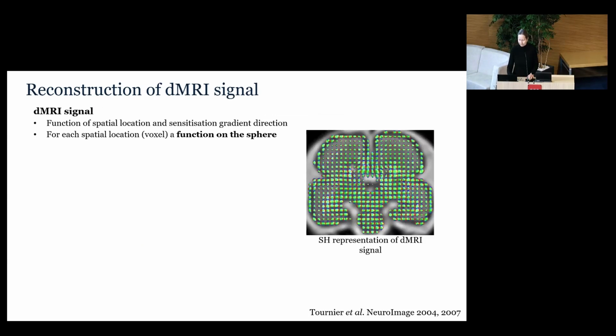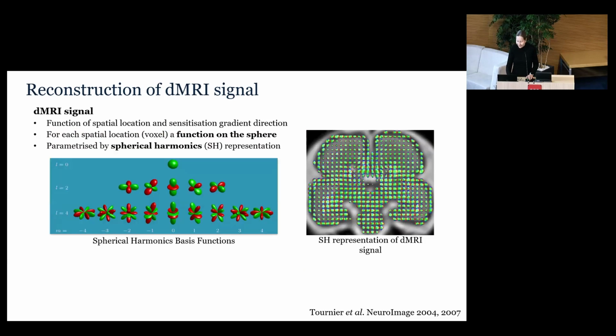So a final bit of this: how do we reconstruct a diffusion signal? What we need to realize is that the diffusion MRI signal is a function of spatial location and then sensitization gradient. And for each spatial location, which is a voxel, we have a function on a sphere. I work with Donald Tournier on this, and of course that means that all will be spherical harmonics. Basically, this is the spherical harmonics basis function, and we use that as a parametrization for the diffusion signal.